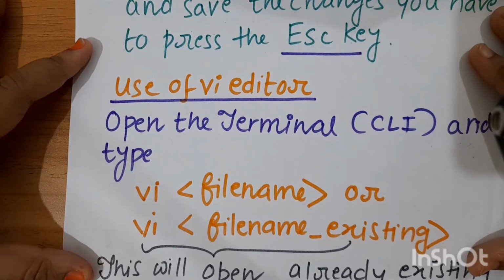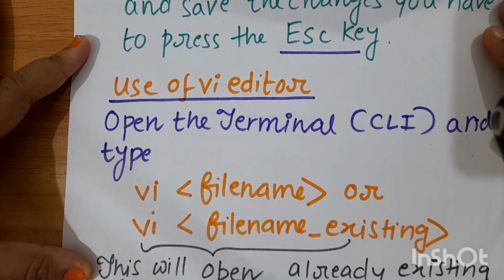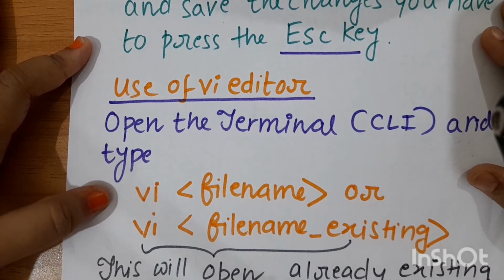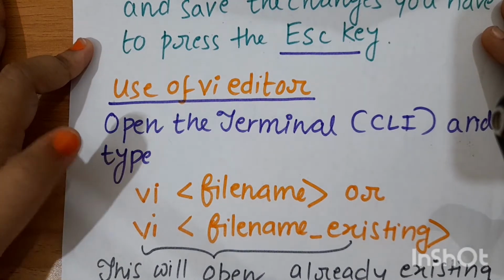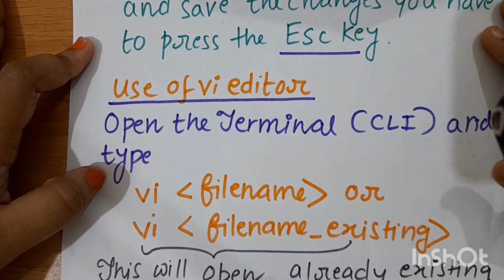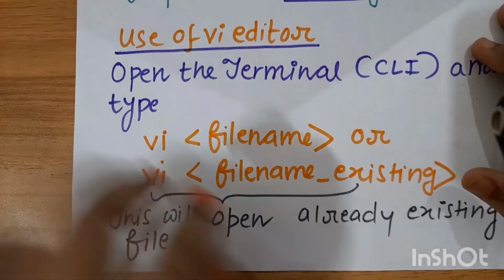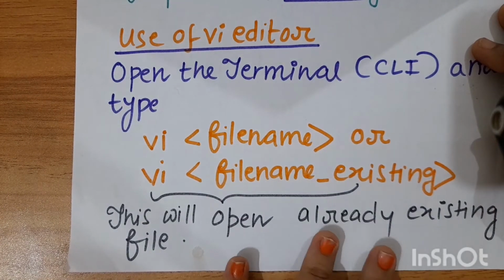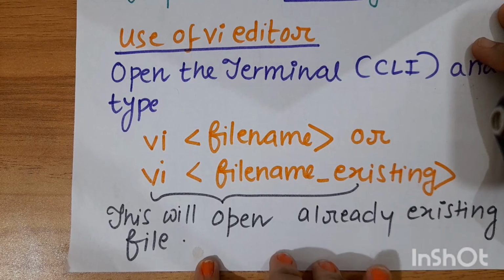Now, use of the VI editor. First of all, we have to open the terminal in the Linux shell and type vi followed by the file name. Let edit file be the file name. So vi edit file, or we can write vi edit file_existing, a different file. That means edit file_existing is already existing, so we are just opening it in order to make changes to it.